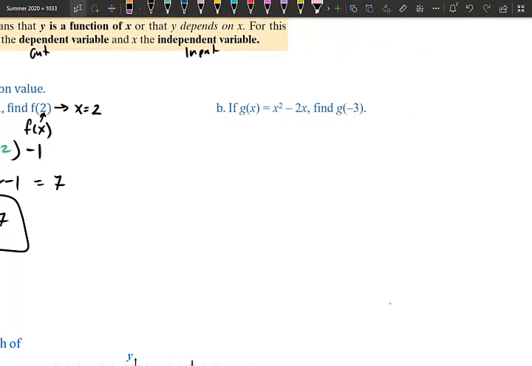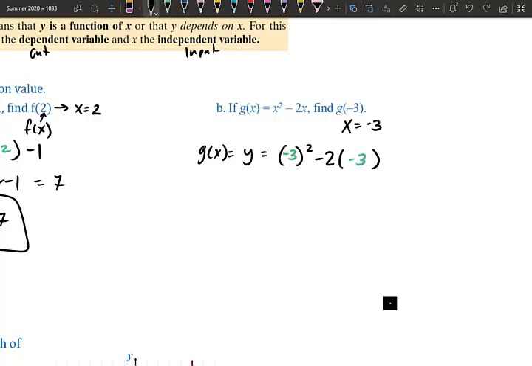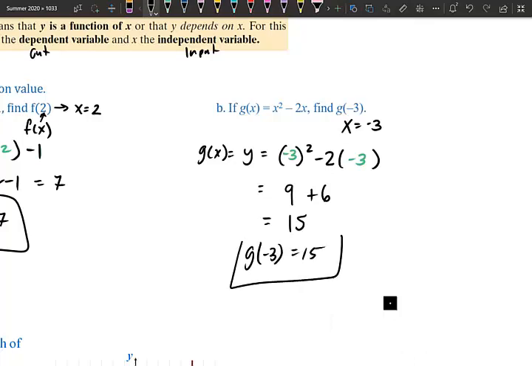For b, if g of x is x squared minus 2x, find g of -3. Now we're given x is -3, and we're going to plug it in. g of x is the same thing as y, so y equals x squared, where x is negative 3, minus 2 times x, where x is negative 3. Negative 3 squared is 9. Negative 2 times negative 3 is 6, and 9 plus 6 is 15. So g of negative 3 equals 15.